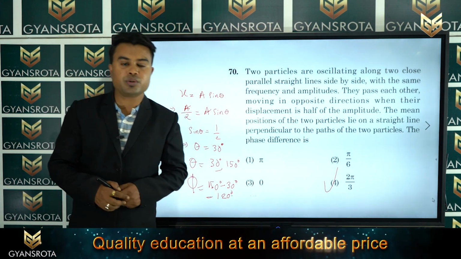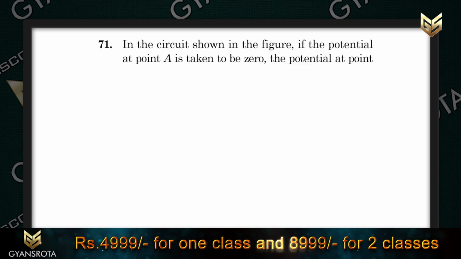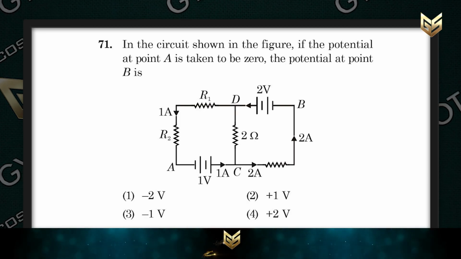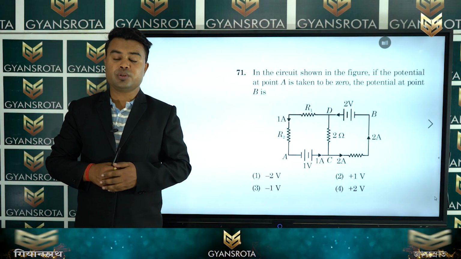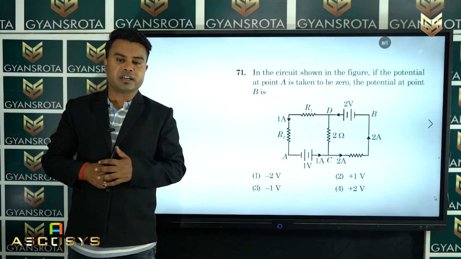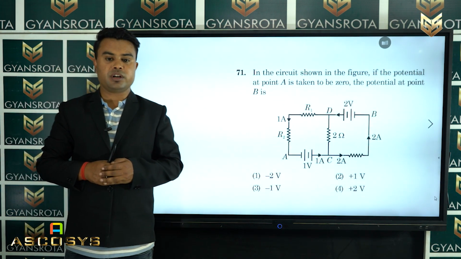Now let us move to the next question, that is question number 71. 71 says that in the circuit shown in the figure, if the potential at A is taken to be 0, the potential at B will be how much? Okay. Now this is a question from the chapter current electricity. So if you solve the circuit using KVL, that is Kirchhoff voltage law.